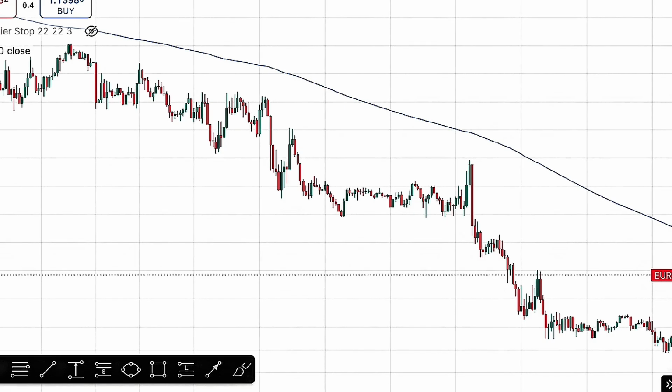A trend line is simply a line that you draw on your chart to connect important highs and lows. It helps you visualize whether the market is moving up or moving down or moving sideways. You need to know. So, let's start with a downtrend.